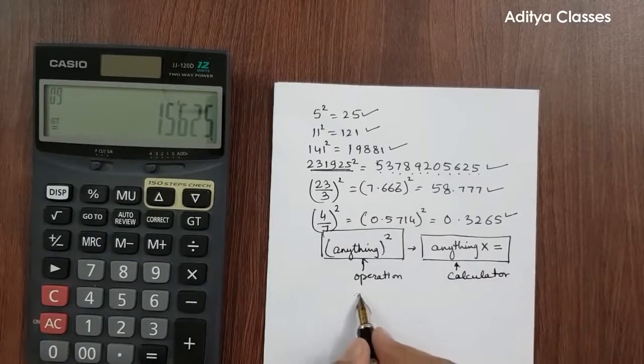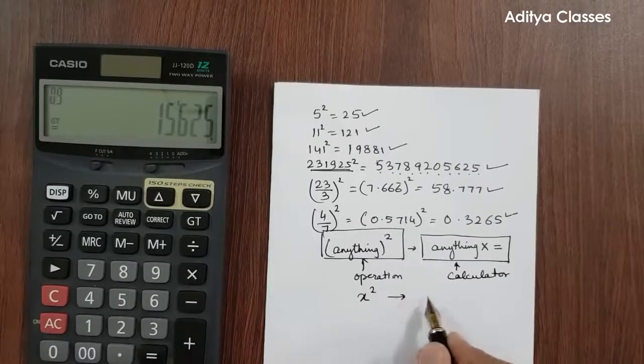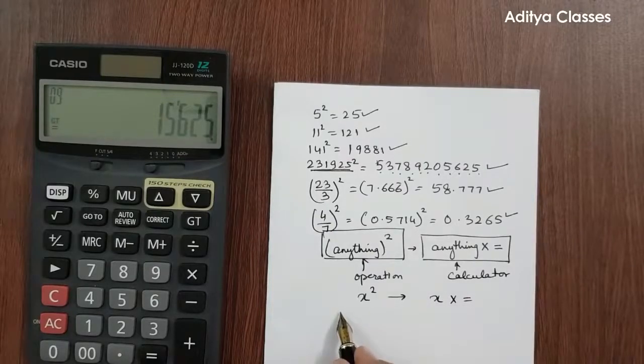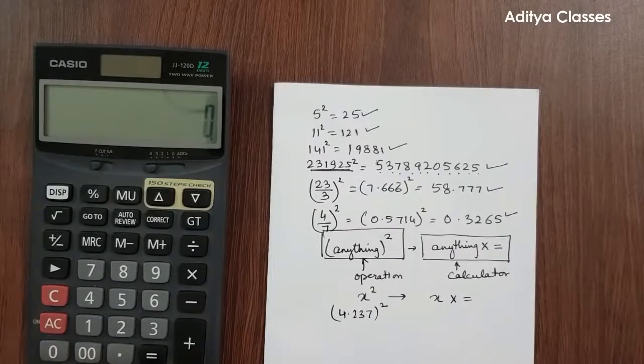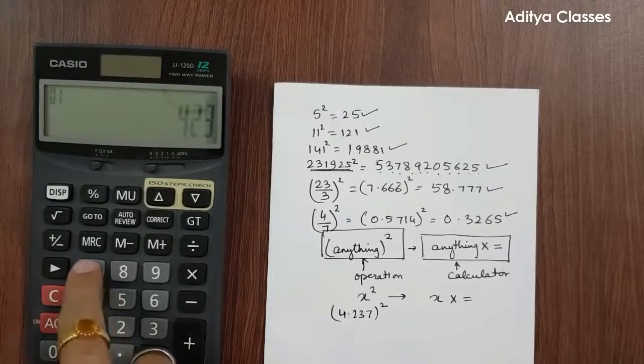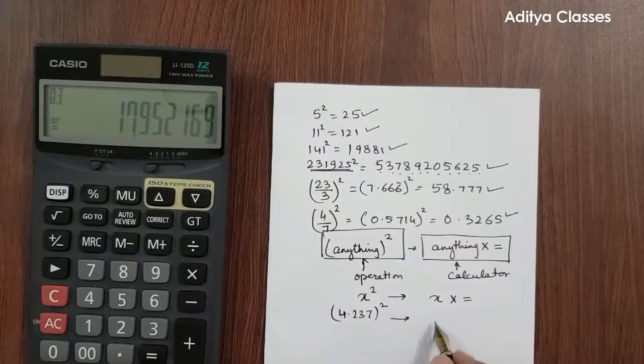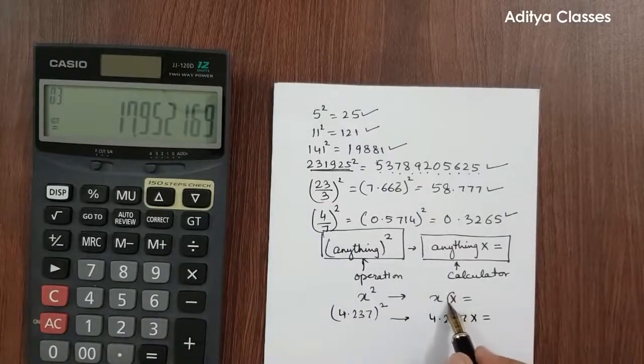So if you wish to find out x square, how do you do that on calculator? You press x, multiply, is equal to. If you wish to find out 4.237 square, how do we do that? 4.237 multiply is equal to. These are the calculator keys that you need to press, only these.